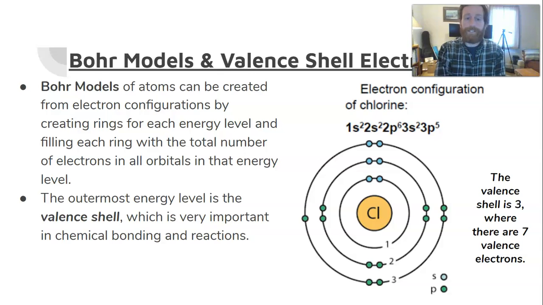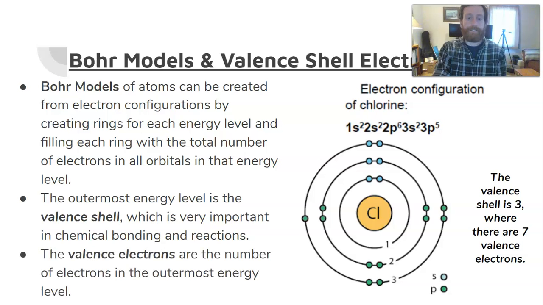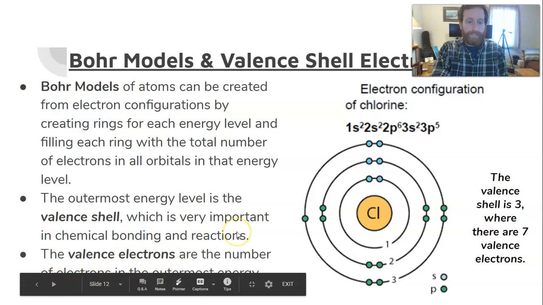The outermost energy level is the valence shell. The valence shell is super important in chemistry because that is where chemical bonding happens, where reactions take place. Those electrons on the outermost energy level are what touch other atoms with their electrons on the outermost energy level. And then lastly, the valence electrons are the number of electrons in that outermost energy level.